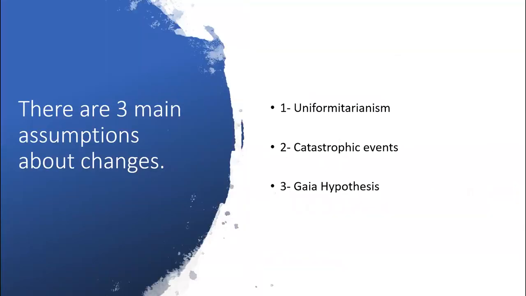So there are three main assumptions about the changes. And those are based on that. Uniformitarianism. Wow, I've always had a hard time with this word. Catastrophic events and Gaia Hypothesis. So I'll explain them in detail. It will be better than trying to just say it.